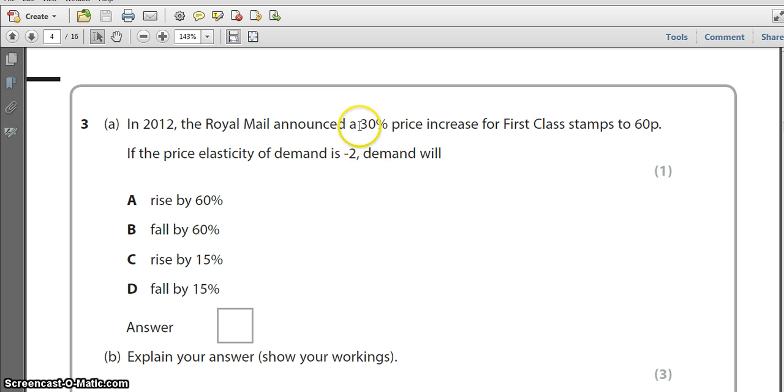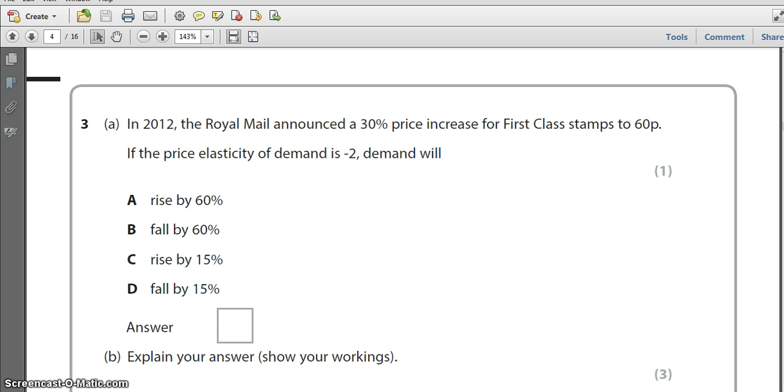So something over 30% equals -2. Remember, it's always a minus number. So something divided by 30 is -2. Well, therefore, the answer, it must be 60. 60% divided by 30% equals -2. A fall of 60%.